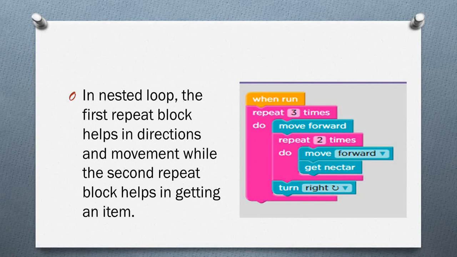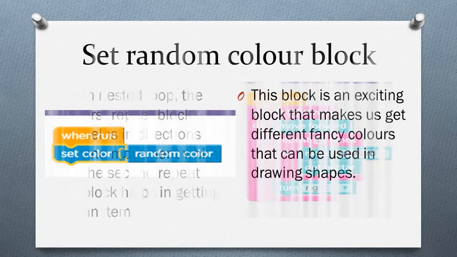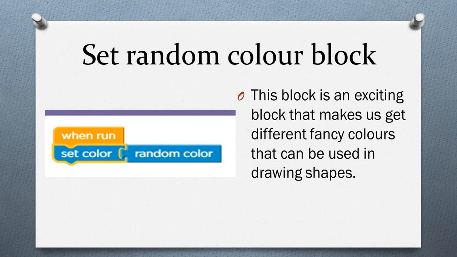Today, we're also going to be looking at the set random color block. Now, we all know about the set color block because we have done it in our previous class. We said the set color block helps in beautifying our program, giving our program a beautiful color and design. But in the set color block, we have just one color. We can put only one color in our program. But with the set random color block, the computer helps you to put multiple colors. This block is an exciting block that makes us get different fancy colors at the same time.